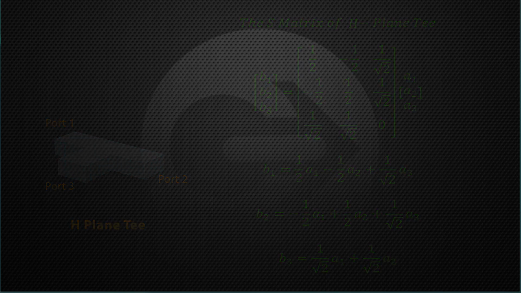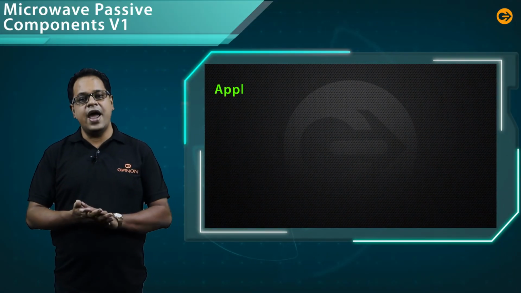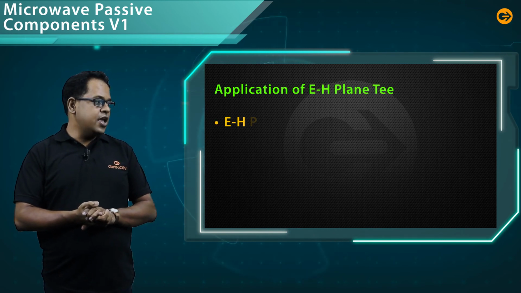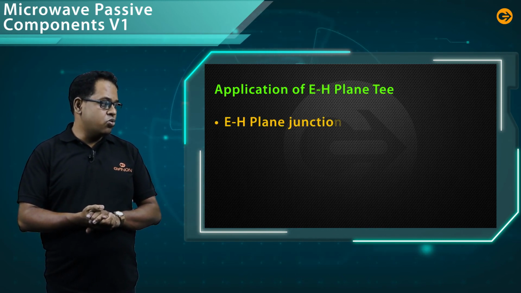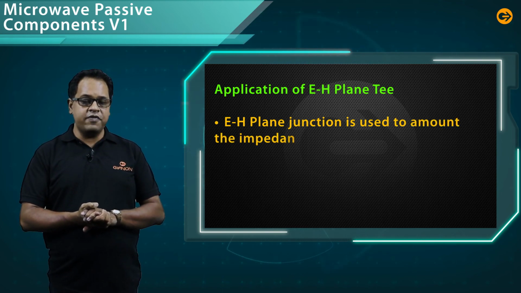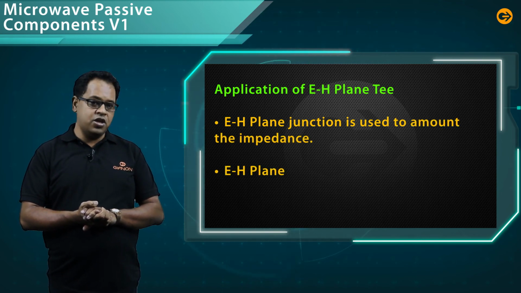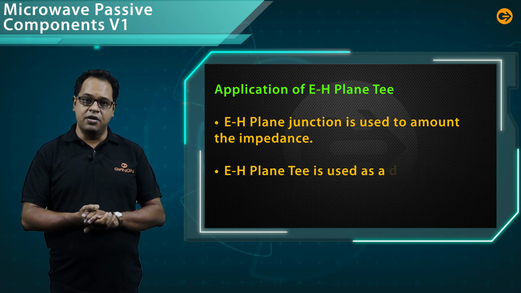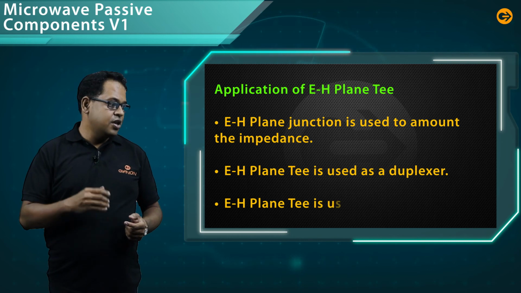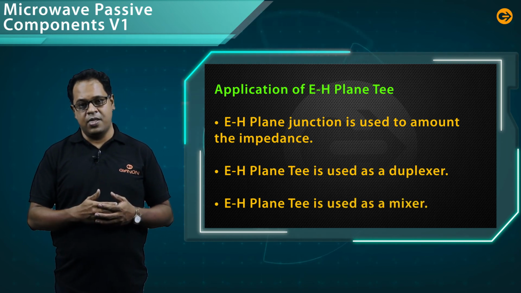Now, lastly, let us discuss the applications of the E and H plane T. The first application is that the E and H plane junction is used for impedance matching. The second application is that it can be used as a duplexer. The last application of the E and H plane T is that it can be used as a mixer.